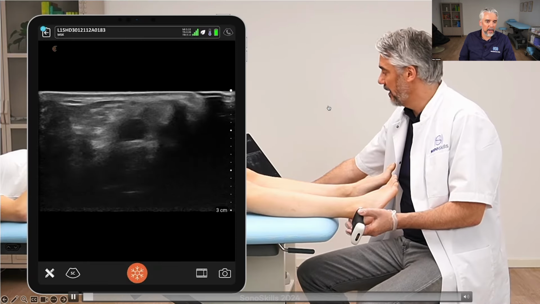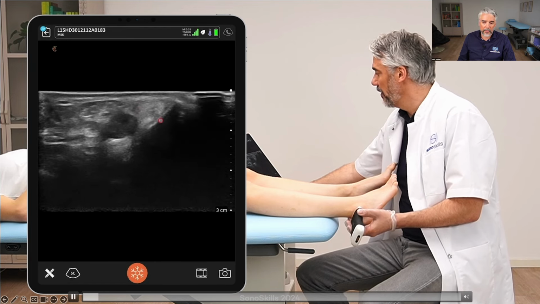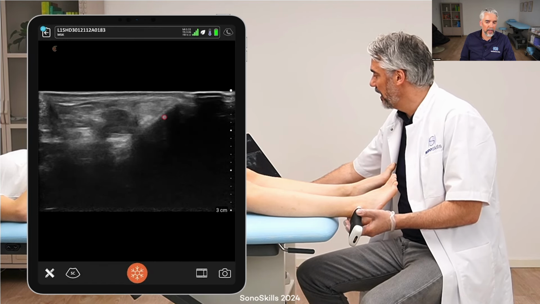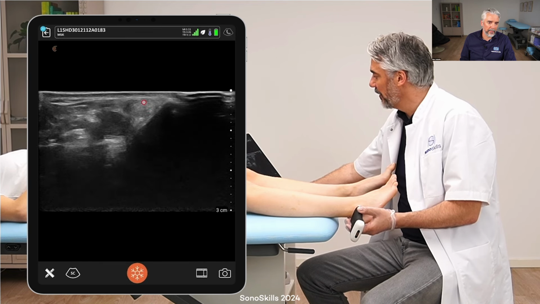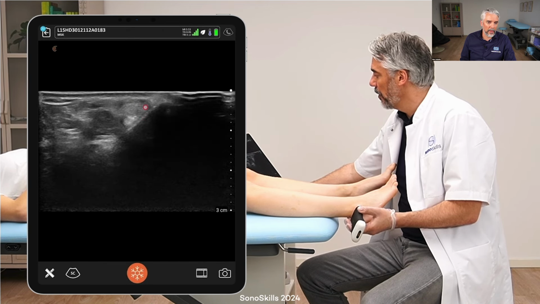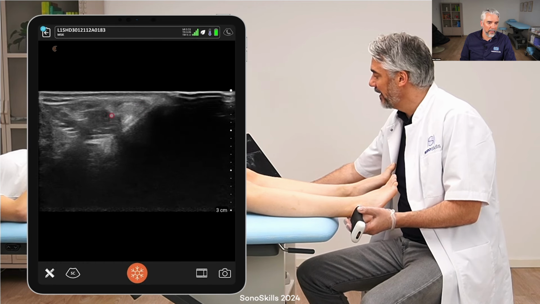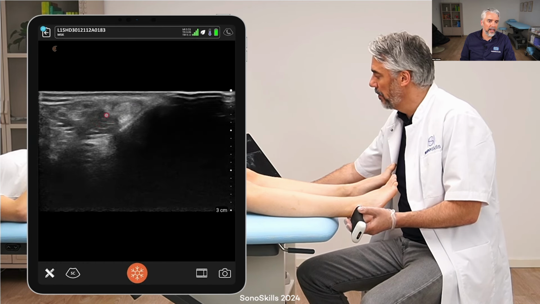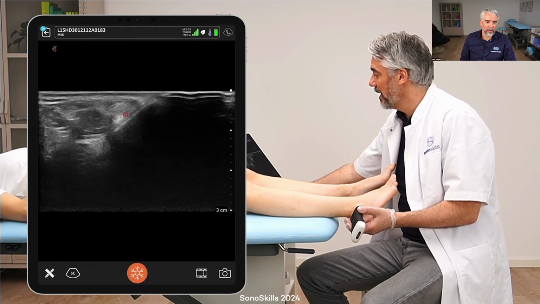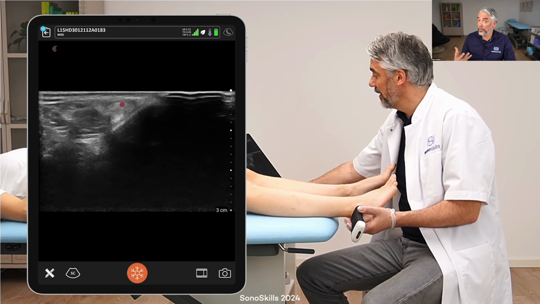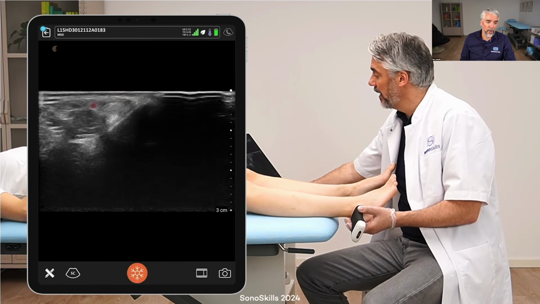So here you can see the placement of the transducer on the dorsal aspect of the malleolus right there. We can see the longus there. We can see the peroneus brevis muscle right there. And then indeed, they are wrapped underneath a retinaculum. This is the peroneus brevis tendon. This brevis tendon is closest to the bone.